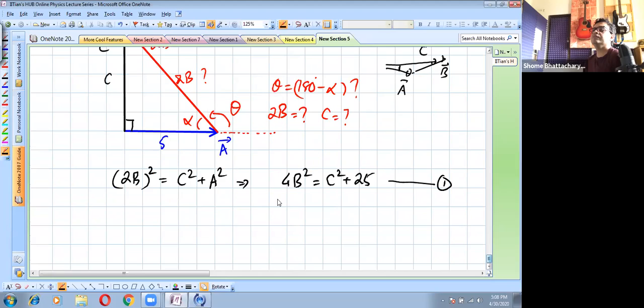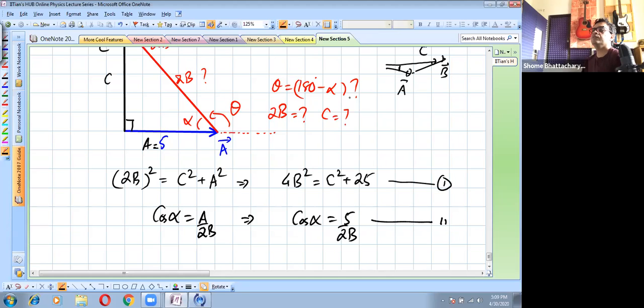Okay. And another piece of information I have is that this alpha is unknown or theta is unknown. So from this I can see that, for example, cos alpha is base upon hypotenuse. So it is A by 2B we can write, and we know that A's magnitude is how much? 5. Okay. Because this is A, A is equal to 5. That's given to me. So I have this additional information that cos alpha is equal to 5 by 2B. So I have 2 equations.